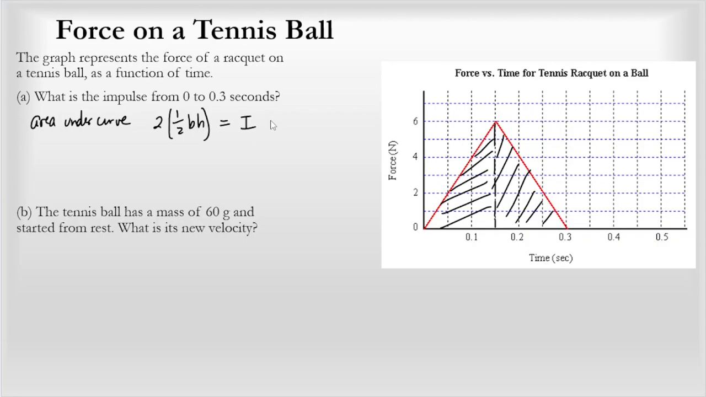That's all I have to do in order to find the impulse here: it is the area under the curve. So I have values for base and height. The base of this single triangle is 0.15. You all see that. So my factors of 2 cancel. I love when that happens. So I get 0.15, and the height of my triangle is 6 newtons. When I multiply those together, I get 0.9.